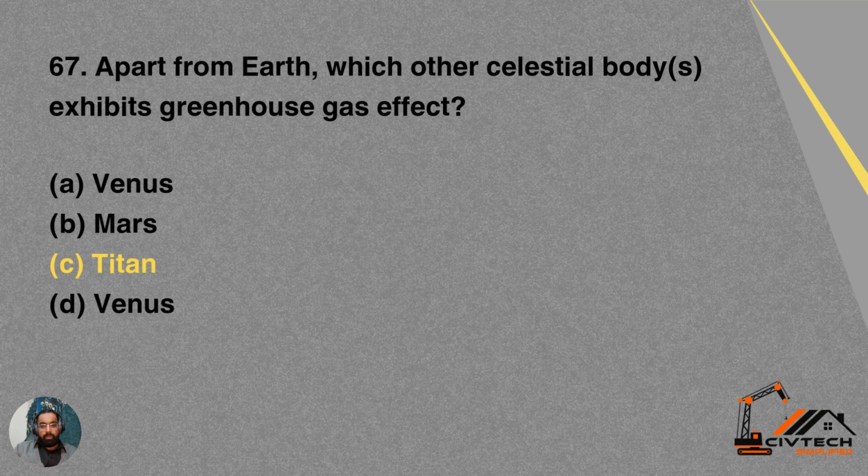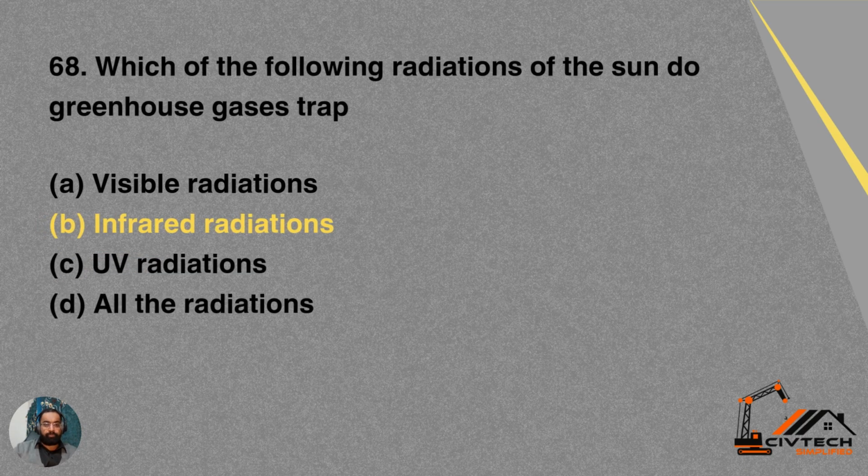Question 67. Apart from Earth, which other celestial body exhibits greenhouse gas effect? Option A Venus, option B Mars, option C Titan, option D Venus. So other than Earth, it's Titan which creates the greenhouse gases. C is the correct answer.